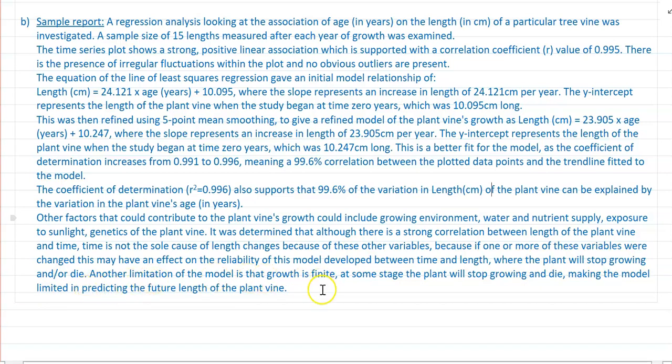Another limitation of the model is thinking about the fact that living things, well, growth is finite, so at some stage the plant will stop growing and die. A bit morbid, but that's the reality, and that makes the model a bit limited in predicting the future length of the plant vine down the track.